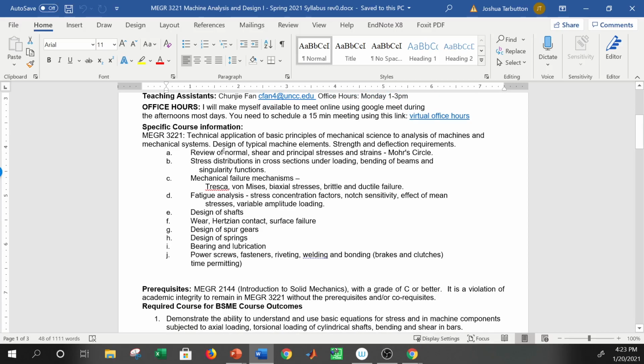We'll cover normal and shear stresses, principal stresses and strains, and Mohr's circles. It should be a review for those of you who have taken your statics and mechanics of materials class. We'll talk about stress distributions in cross sections under loading, bending of beams, buckling, and singularity functions, which is not always covered. We will definitely use them, and we'll use software to support that so we can look at deflections of members. And then we talk about failure.